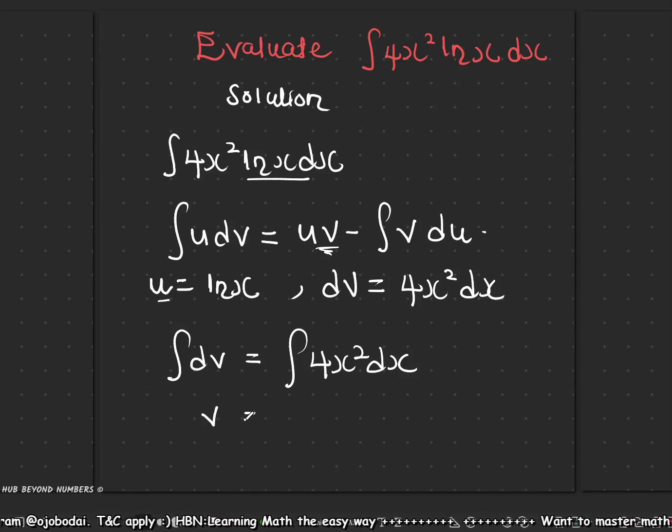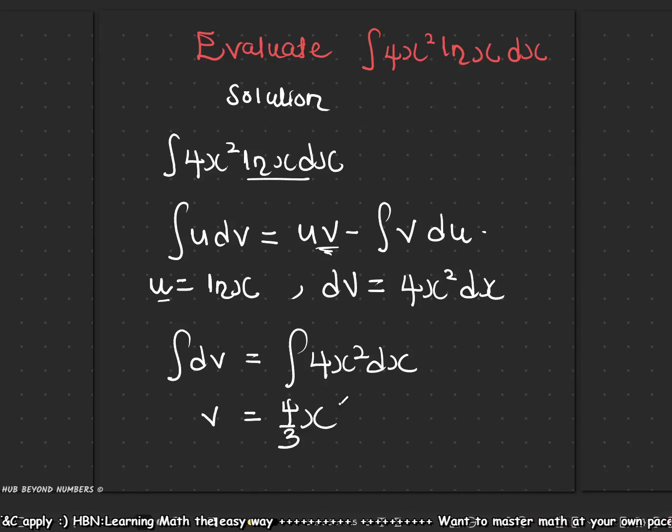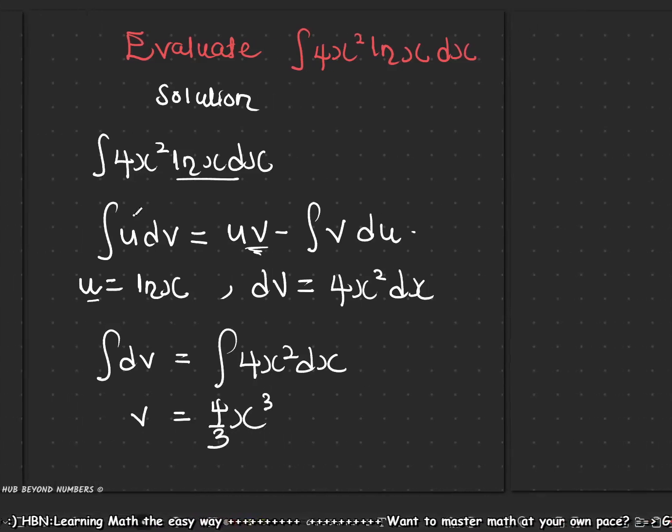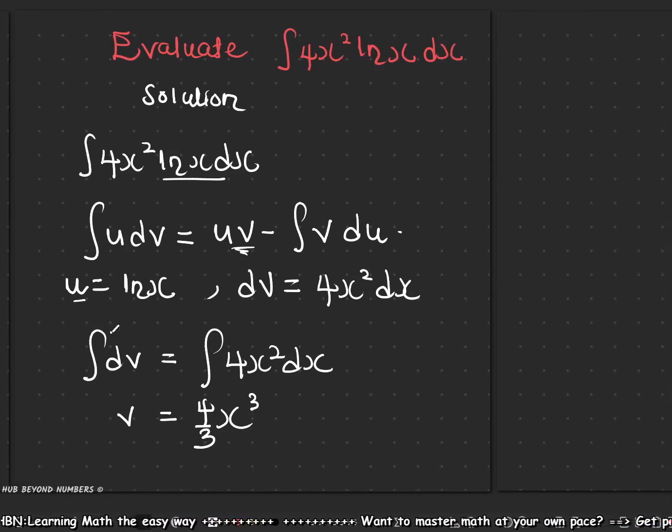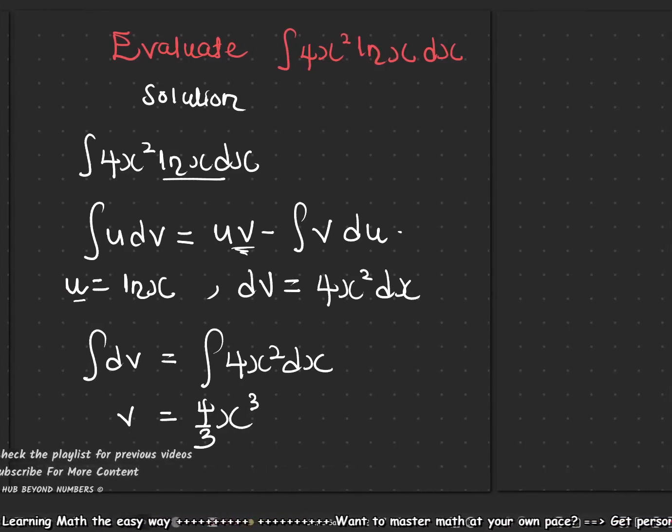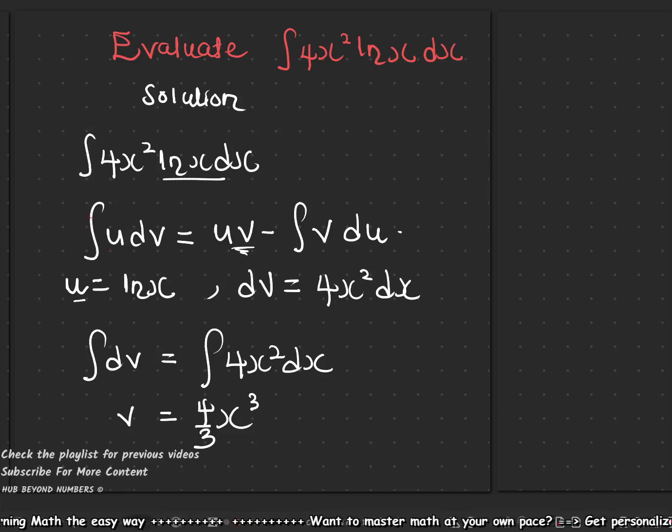So v is now equal to, if we want to integrate this, we'll increase the power by 1 so that it becomes a denominator. So we have 4 over 3 x raised to the power 3. This is the integral. So still applying our law here, which I would like to copy.